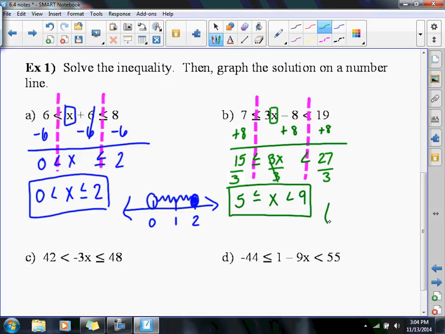So when I put this on a number line, I'll need the 5 and the 9 for sure, and then something in between them; 7 happens to be right in the middle. Now I have 5 is less than or equal to x, so I want a solid circle on the 5. I have 9 is less than x, so I have an open circle on the 9. I'm going to shade in the middle because that's where my variable is. Those are all the numbers that are between 5 and 9.